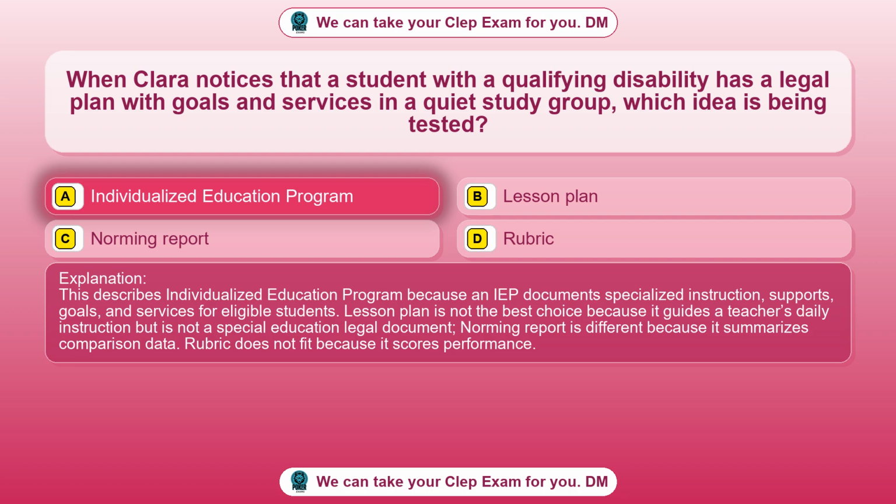students. Lesson plan is not the best choice because it guides a teacher's daily instruction but is not a special education legal document. Norming report is different because it summarizes comparison data. Rubric does not fit because it scores performance.